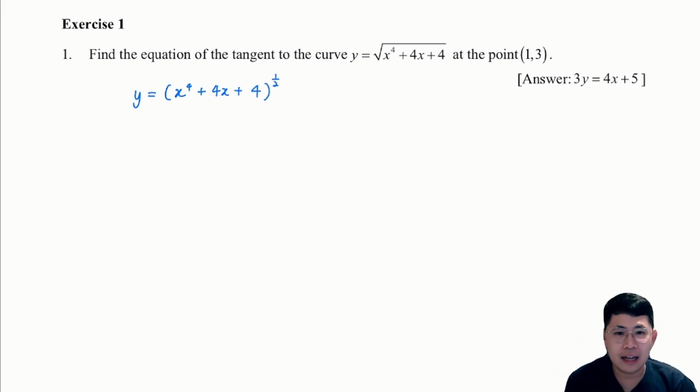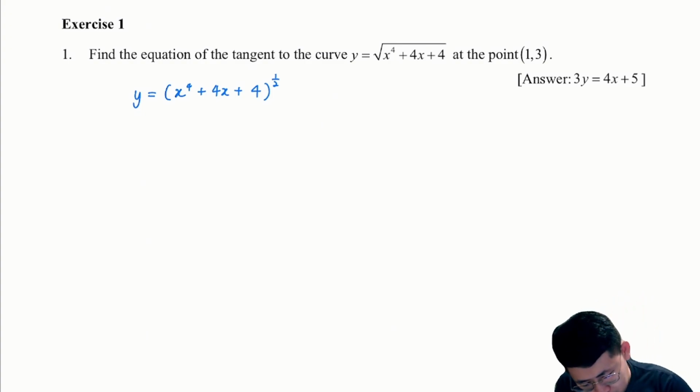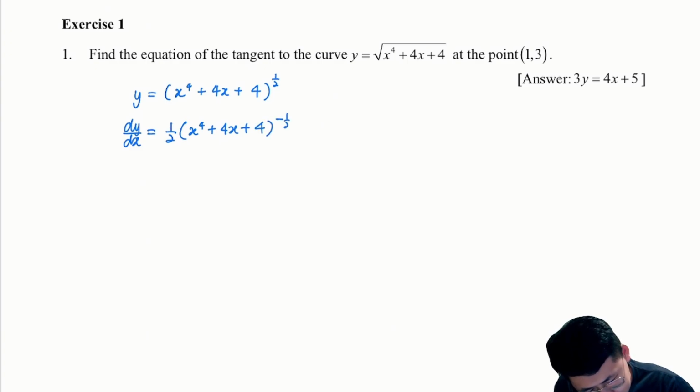I think it will be important to recognize this form. It is the chain rule form, the power form. So if we perform dy/dx, this would be half, copy and paste first, to the power of minus 1, and then we differentiate the content, so this will be 4x cubed plus 4.